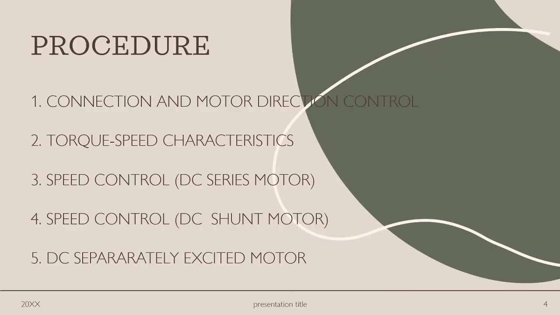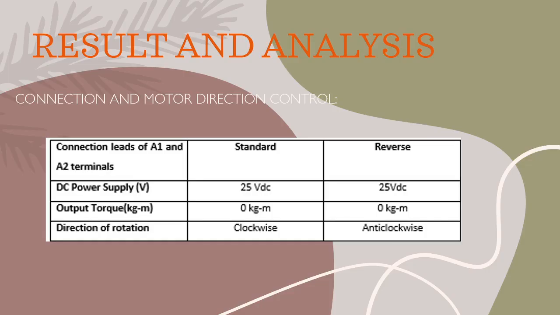For the procedure, we do the experiment in the lab, which is connection and motor direction control, torque speed characteristic, speed control for DC series motor, speed control for DC shunt motor, and DC separately excited motor.